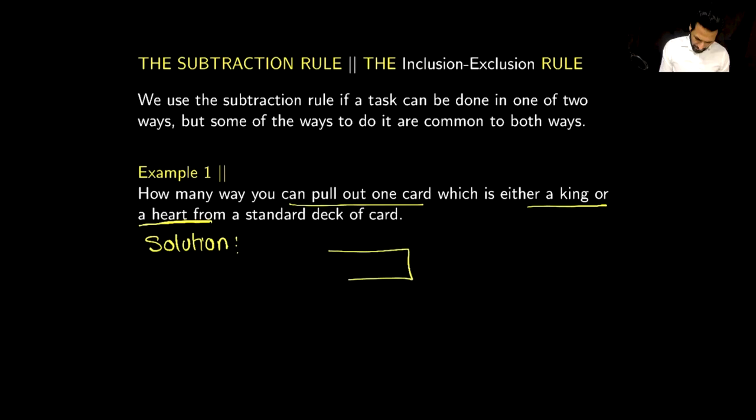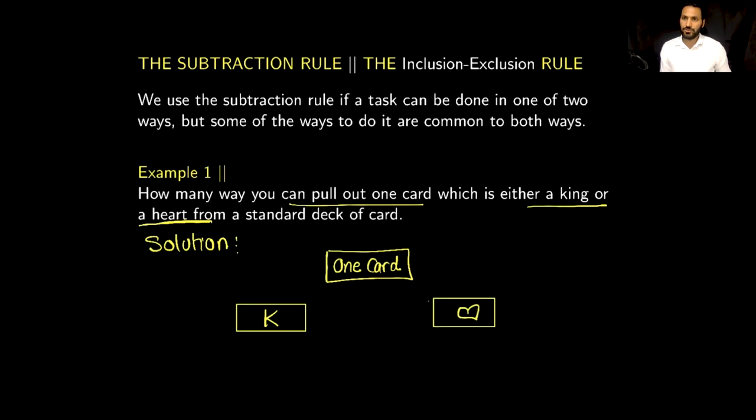First, in order to synthesize this problem, I will draw a diagram. In the diagram, I will write down the procedure. The procedure is we need to pull one card. Then we write down what the events are. As you can see, there are two events. We need to pull a card, and it can be a king or it can be a heart. So there are two events to perform this procedure, and the two events have the conjunction or. Either you can pick a king or you can pick a heart.